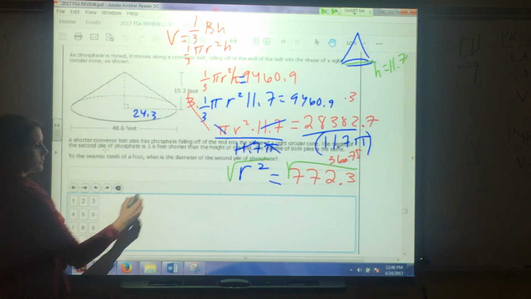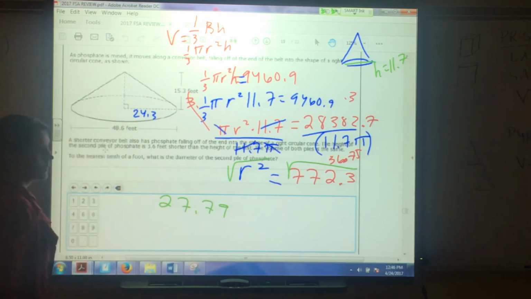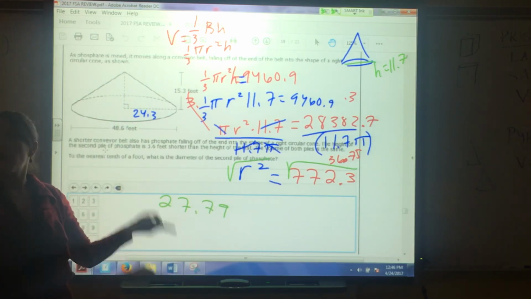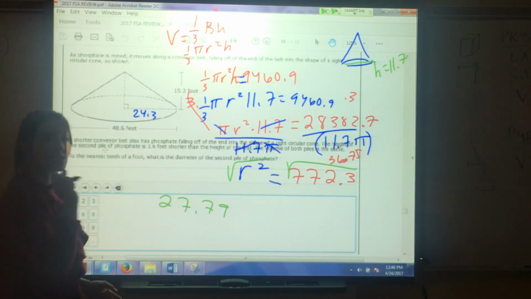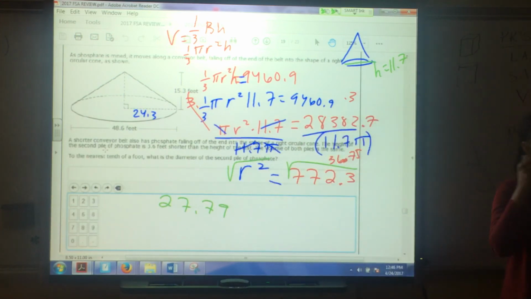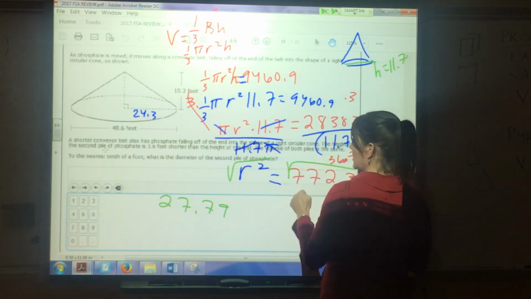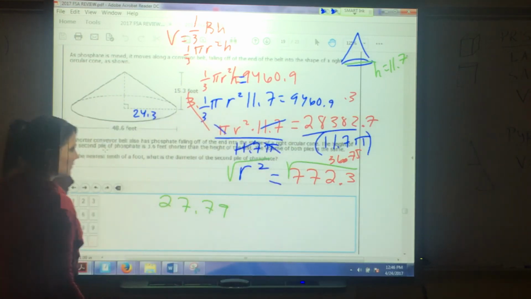It's 27.79. Yes. If you write that, you'll be wrong though. Remember what it's asking us for? It's asking us for the diameter. So you have to take that number and do what? Multiply it by 2 and tell me what you get.